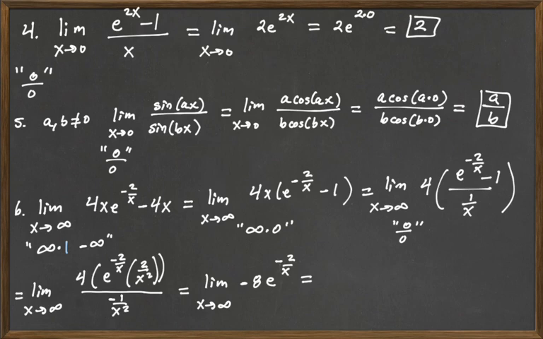Now we can go ahead and evaluate this. So the x is going to get very large. So negative 2 over a large number is going to be very small, essentially 0. So e to the 0 is going to be 1, and so we're left with negative 8. Okay. So stay tuned for the next video on L'Hopital's rule. We'll do a couple more examples, and we'll see you next time.